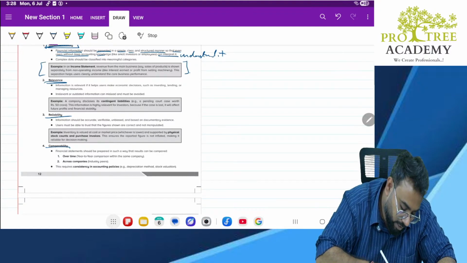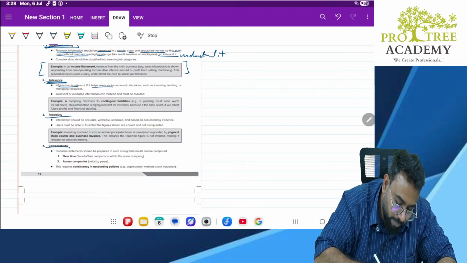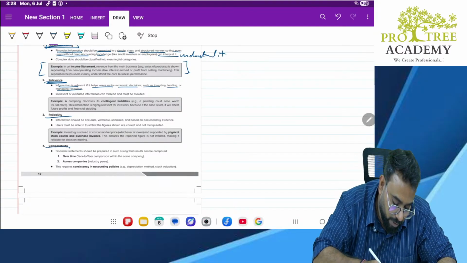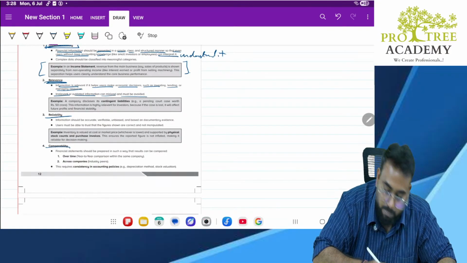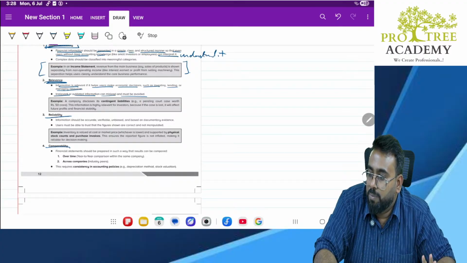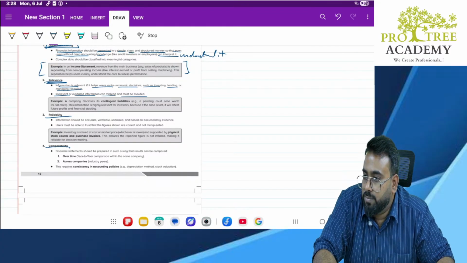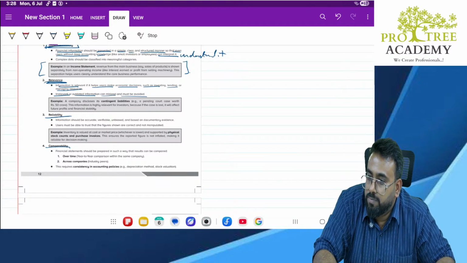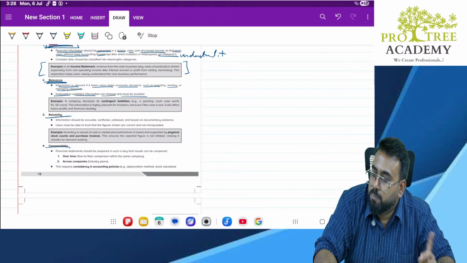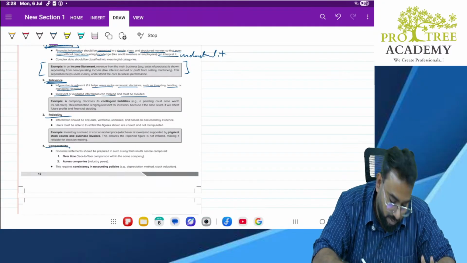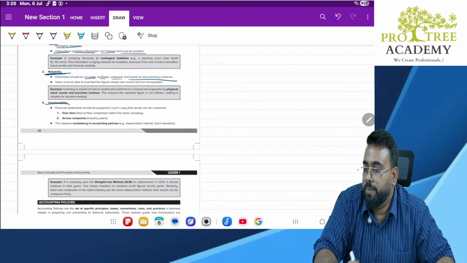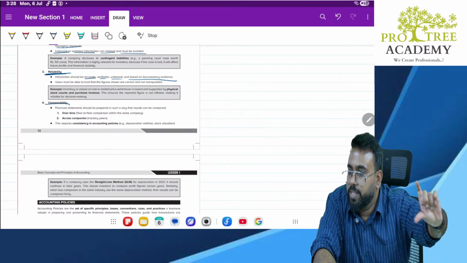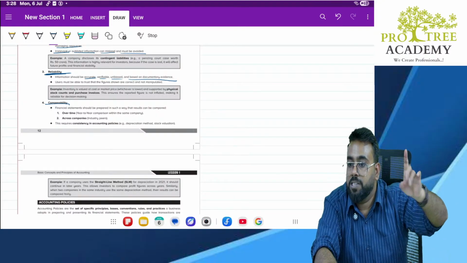Next, relevance. Information is relevant if it helps users in making economic decisions, such as investing, lending, or managing resources. Clear? Such information should also be disclosed. Irrelevant, outdated information can mislead and must be avoided. So what they are telling is, if any relevant information is there, you please provide it, so that users can make a proper decision. So relevant is what? Again, it comes back to important and material information. Reliability. Information should be accurate, verifiable, unbiased, and based on documentary evidence. I told you systems should be there where you can go and verify the system. Personal bias should not be used.